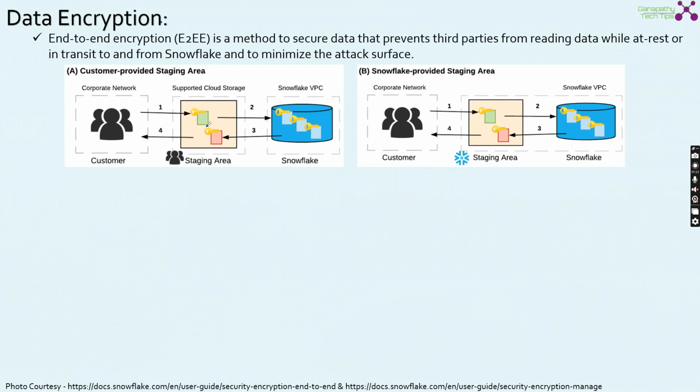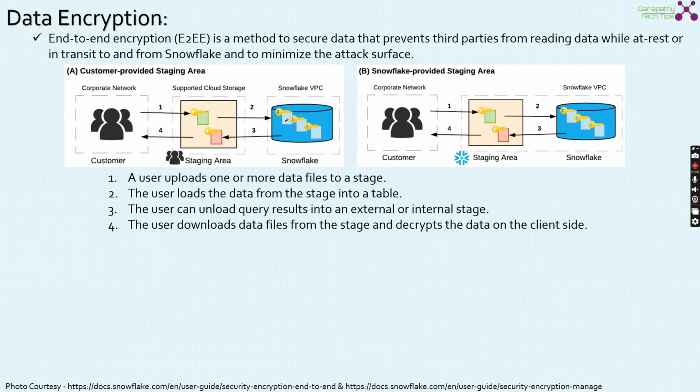Here we are storing the data in the encrypted format in your supported cloud storage as well. And then you will be storing it in the Snowflake VPC in the encrypted format. Again, the retrieval of data happens in the same way. Everywhere if you see, the data is encrypted. 1, 2, 3, 4 is mentioned here. One is where the user uploads the data into the stage, and then the user loads the data from the stage to the table, and then the user unloads the data from the table to the stage, and finally the user downloads the data. This is how you can do it using the external stages.